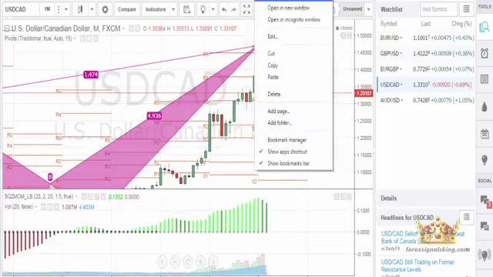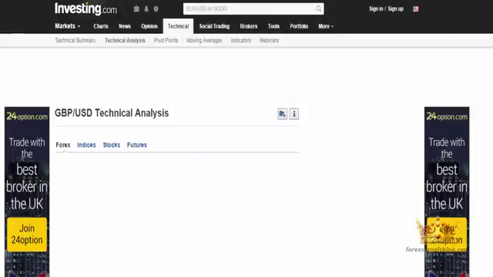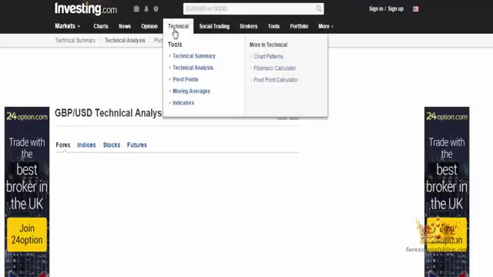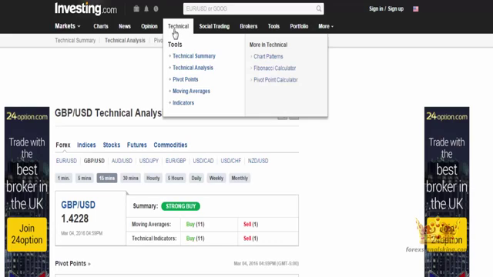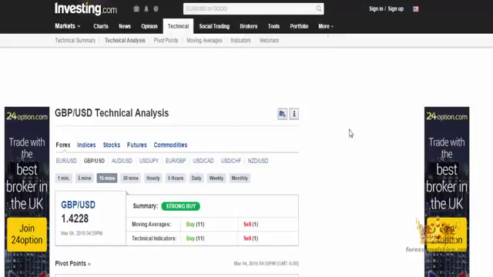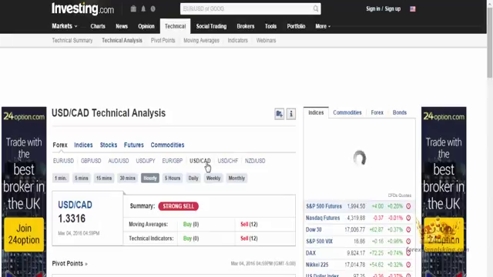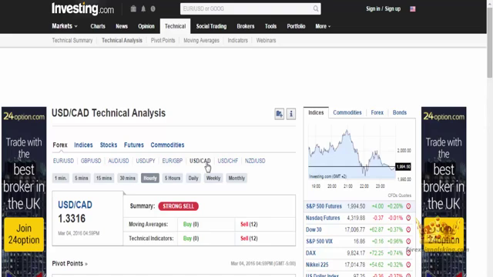And if you check the investing.com technical page, you will be able to see where the indicators are heading, because this is a very useful page. You can go to investing.com, choose technical, then choose technical analysis. You'll be able to see where most of the indicators, including the moving averages, are heading.